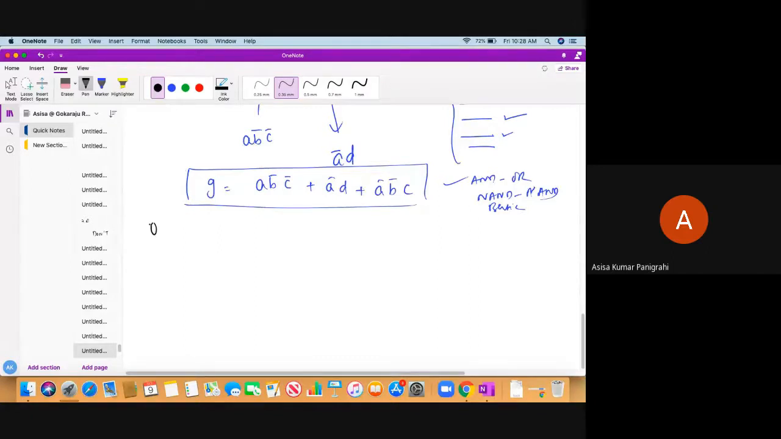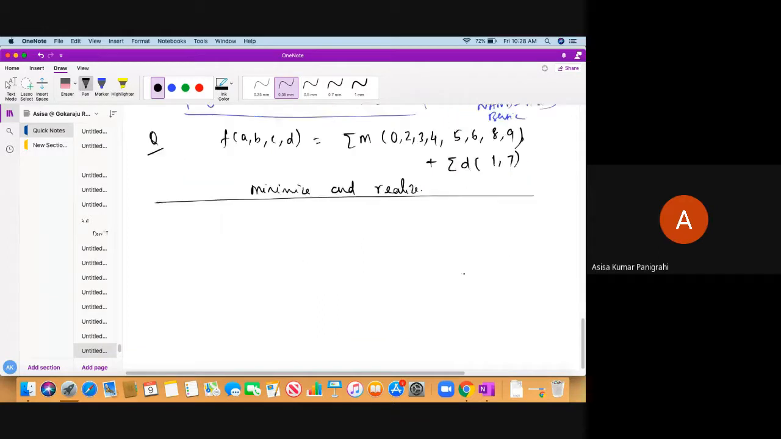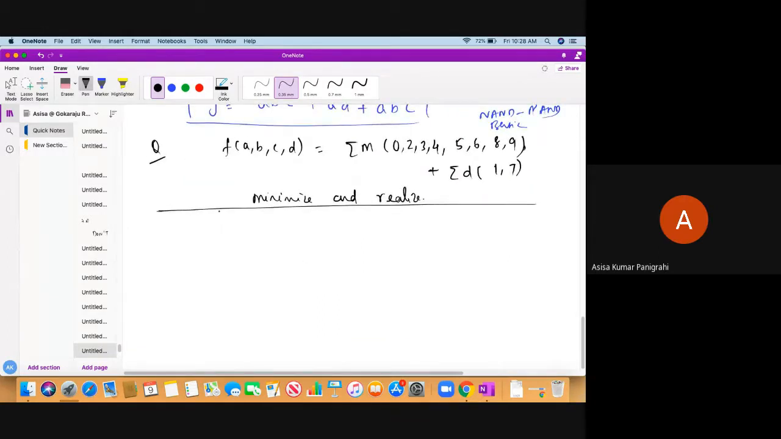So my next question would be the function F(A, B, C, D), which is the summation of m(0, 2, 3, 4, 5, 6, 8, 9), plus summation of d(1, 7). What you have to do is minimize and realize. Okay, very simple question. So you know there are some don't cares, so you have to take care of the don't cares, with the 6 rules I have discussed.